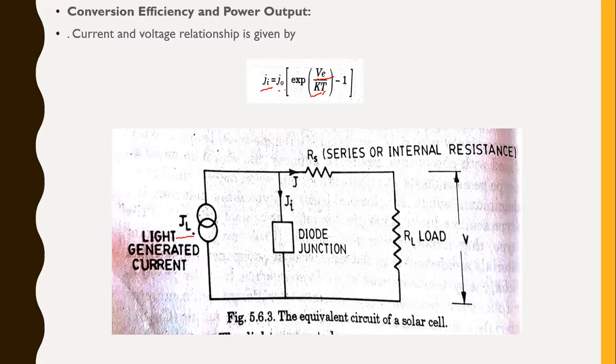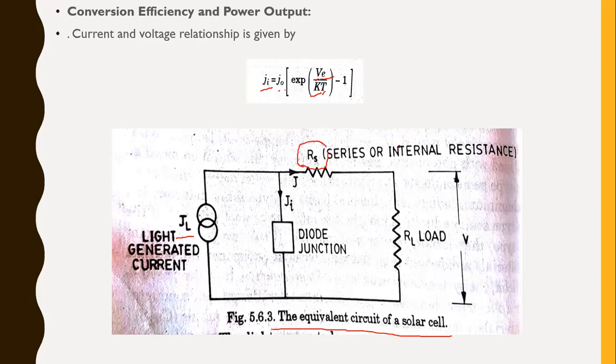It is the difference between the normal diode current J_D and the light generated current J_L. This is the net current flowing electrically across the junction. The simplified circuit is this one, the equivalent circuit of a solar cell. The internal series resistance R_S is shown here.